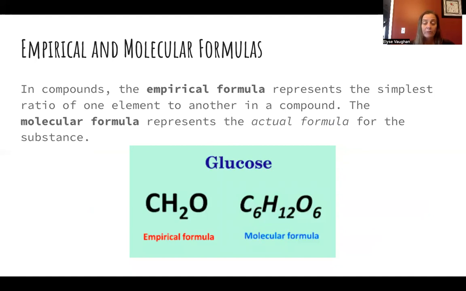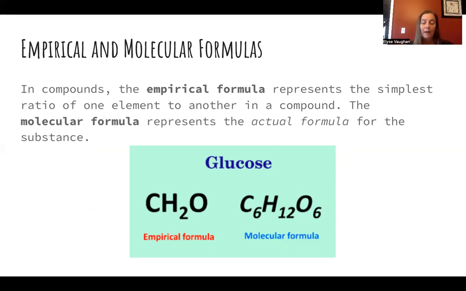So we can also take this information and apply it to empirical and molecular formulas. So in our compounds, empirical formula is the simplest whole number ratio of elements to one another. The molecular formula represents the actual formula for the substance. There are times when empirical formula and molecular formula are the same, but not always.